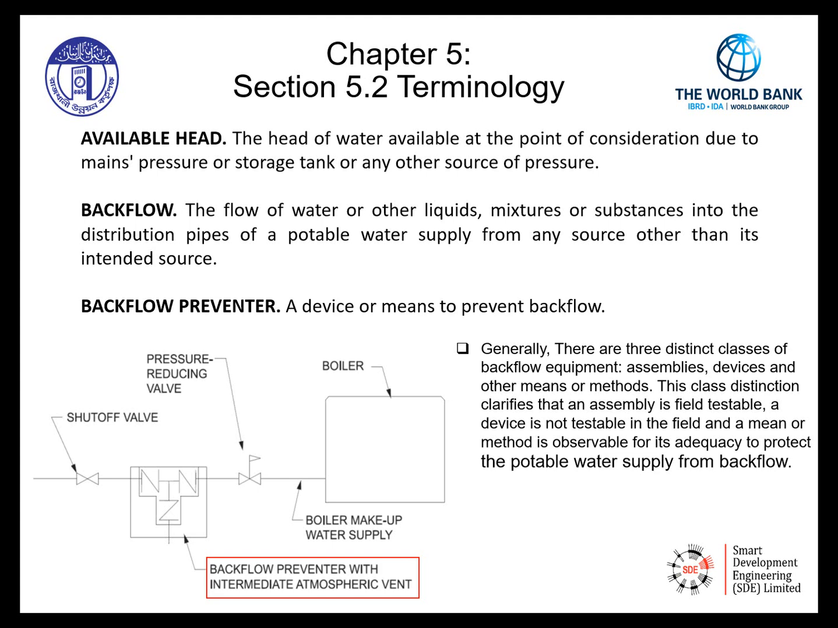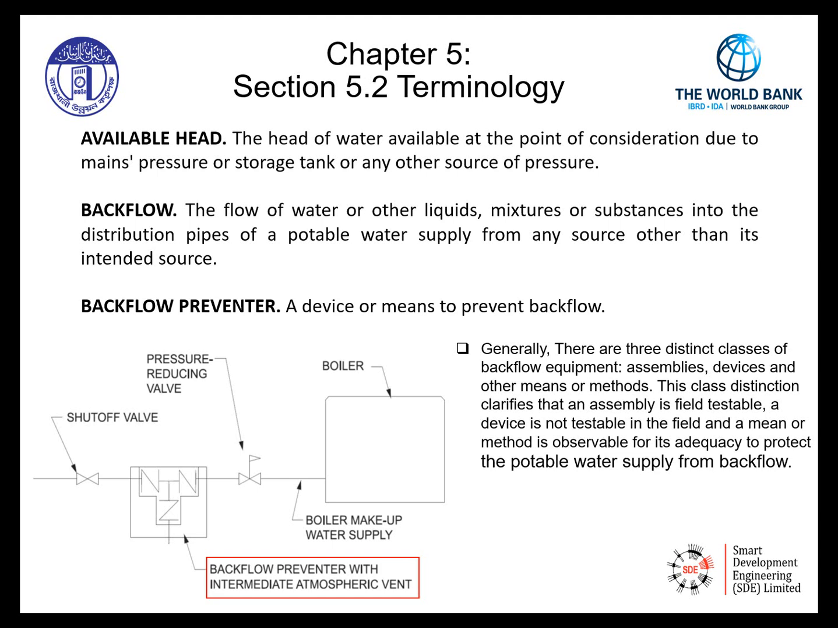Now, generally, there are three distinct classes of backflow equipment. There are assemblies, devices, and other means or methods. This class distinction clarifies that an assembly is field testable. A device is not testable in the field, and a mean or method is observable for its adequacy to protect the potable water supply from backflow.